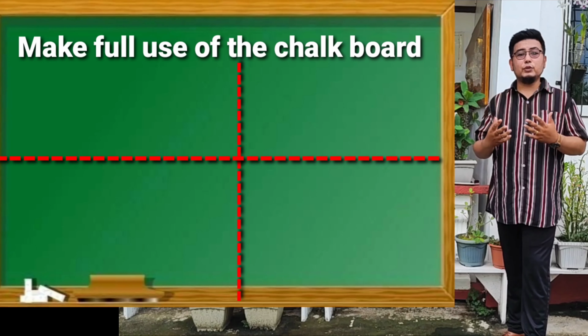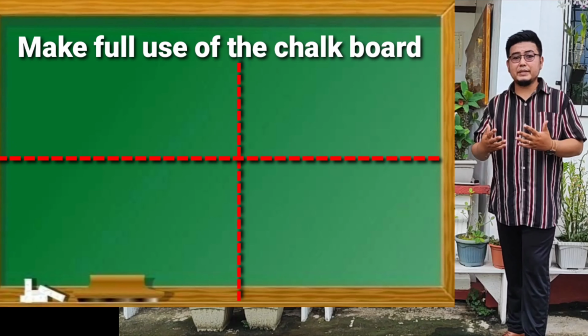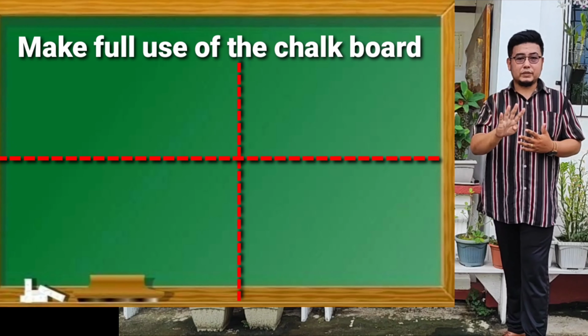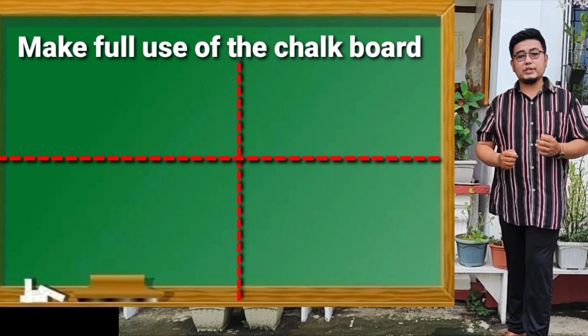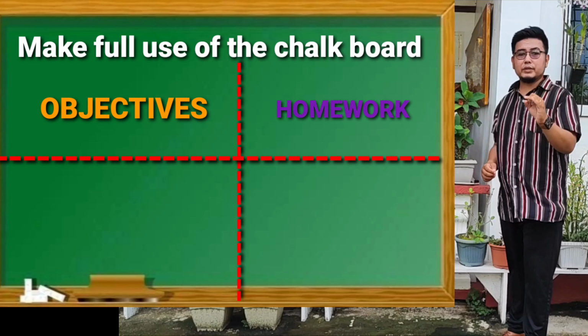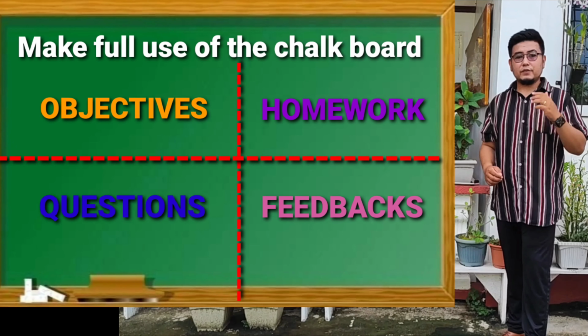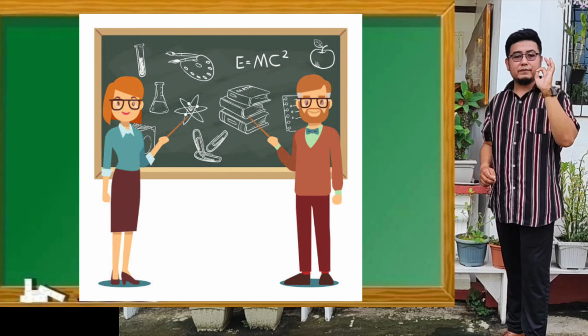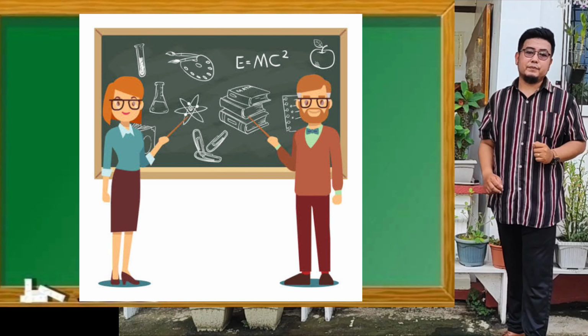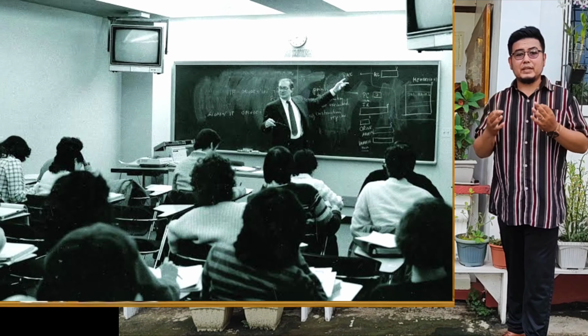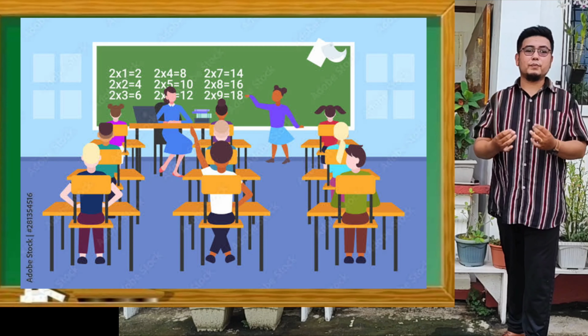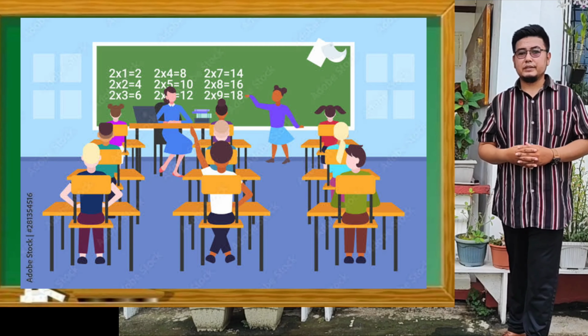Lastly, make full use of the chalkboard by dividing the board into four quadrants, composing objectives, homeworks, questions, and feedbacks. As a future teacher, it is essential that we know how to efficiently and effectively use the chalkboard. The chalkboard may be a traditional educational tool, but it is still relevant today and continues to serve its purpose when used correctly. That's all.